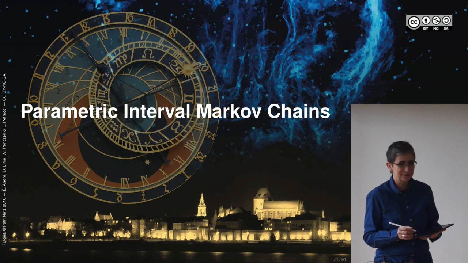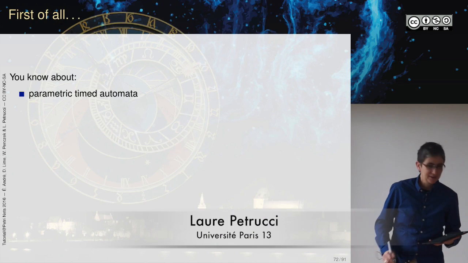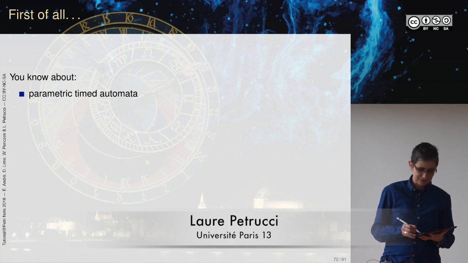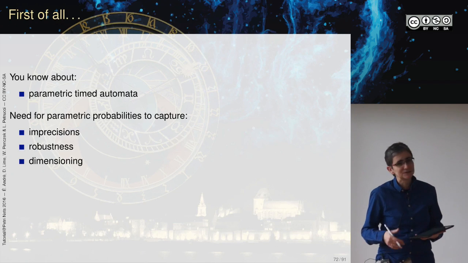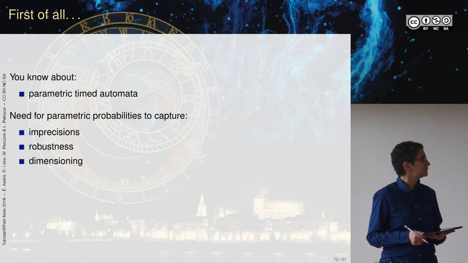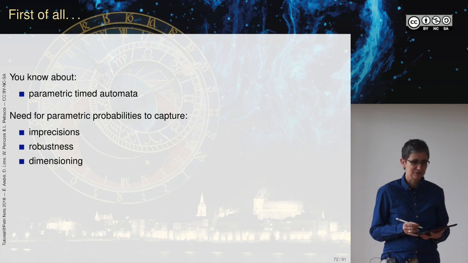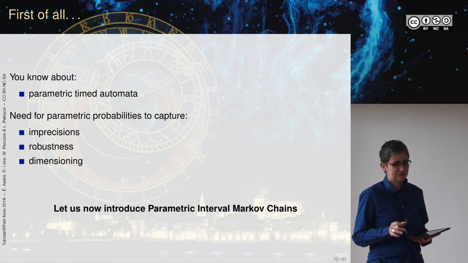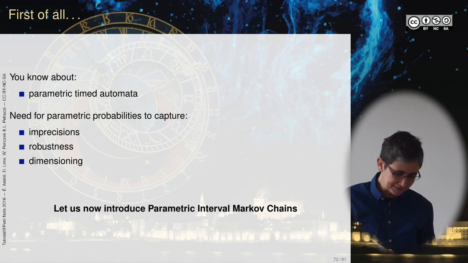Okay, so now we'll see some parametric interval Markov chains. Up to now you've seen material about parametric timed automata. You've seen that we sometimes need parametric probabilities in order to capture imprecisions, robustness, and dimensioning issues. So in this sequence, we'll introduce parametric interval Markov chains and their properties.